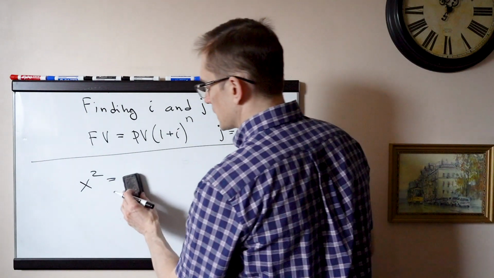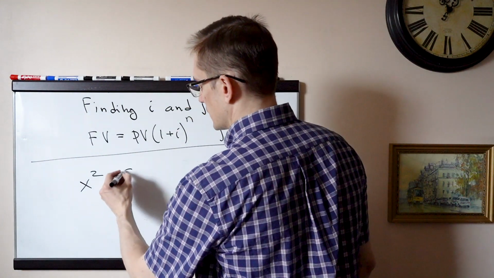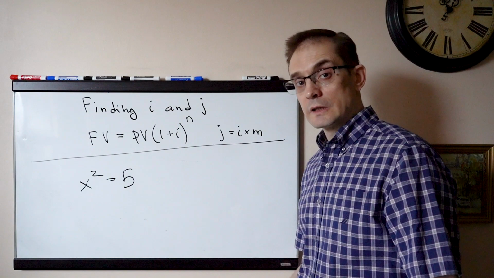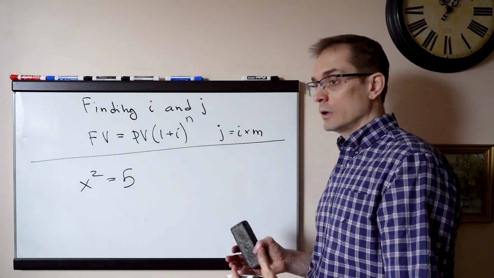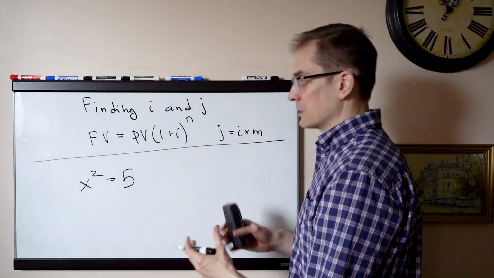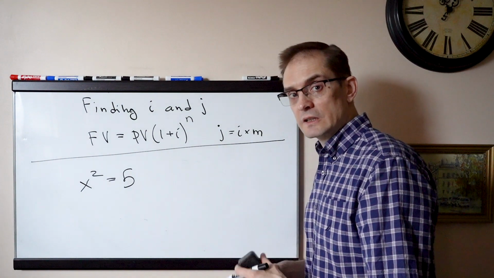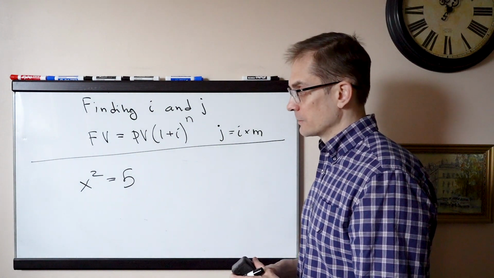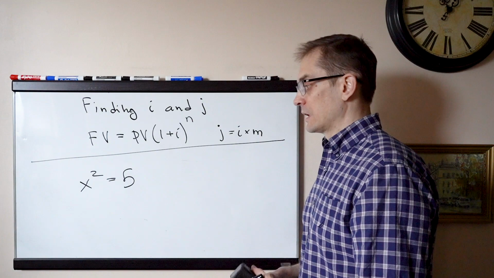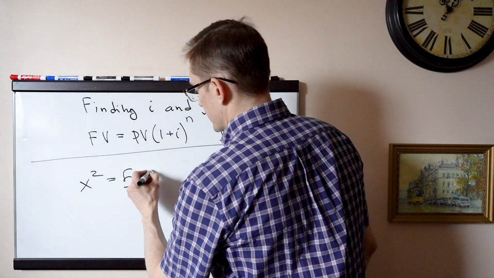But now let me make it a little bit more complicated. If I say 5, now we cannot any longer just know it without solving. So we need some technique to really solve this equation. So what technique would be that?